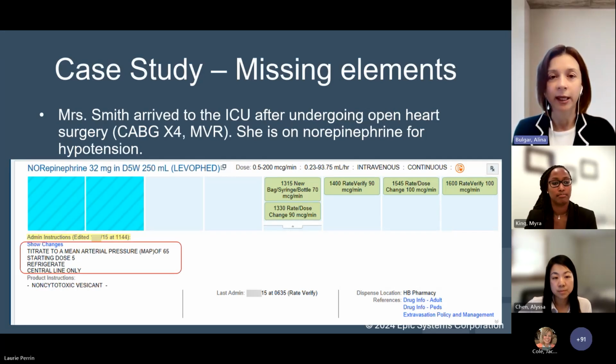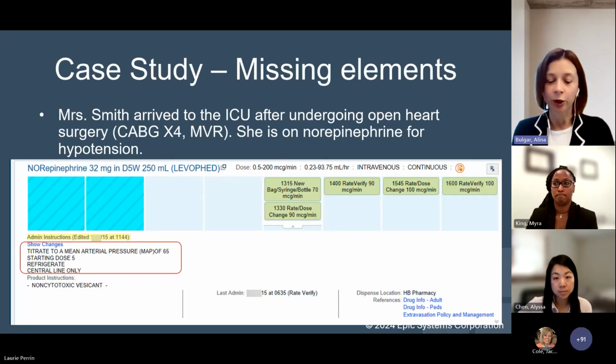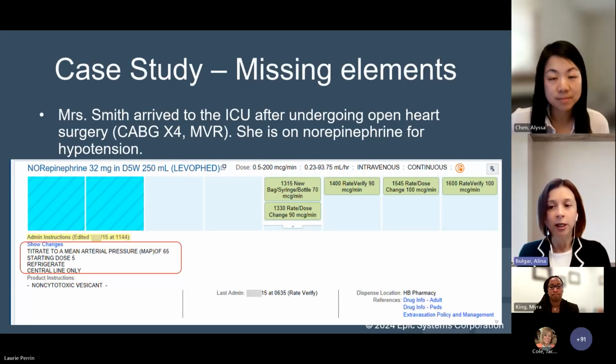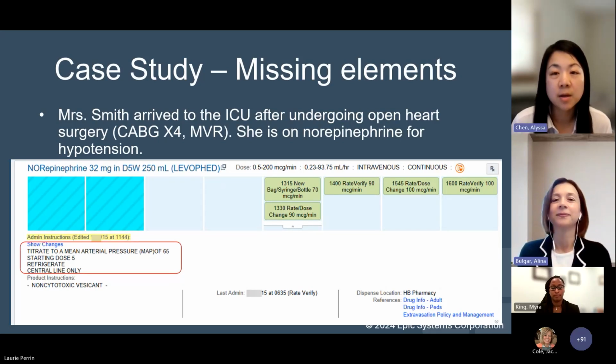So going back to our case study, you are correct. There are 2 elements that are missing. One is the dose increment for adjustments, whether it's increasing or decreasing the dose and dose increments, and then the frequency for the dose increments, like the majority of you already stated. So now I would like to turn it over to Alyssa for her to walk you through our journey in optimizing titration orders in the electronic health record. Alyssa? Thanks, Alina.